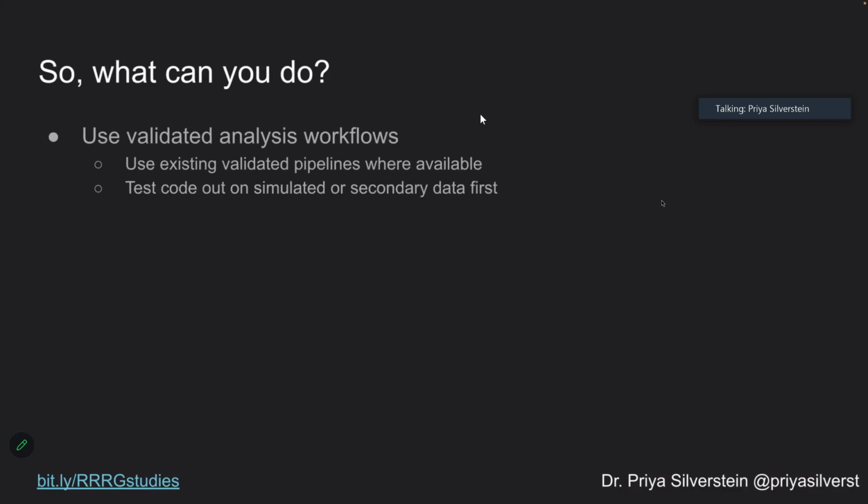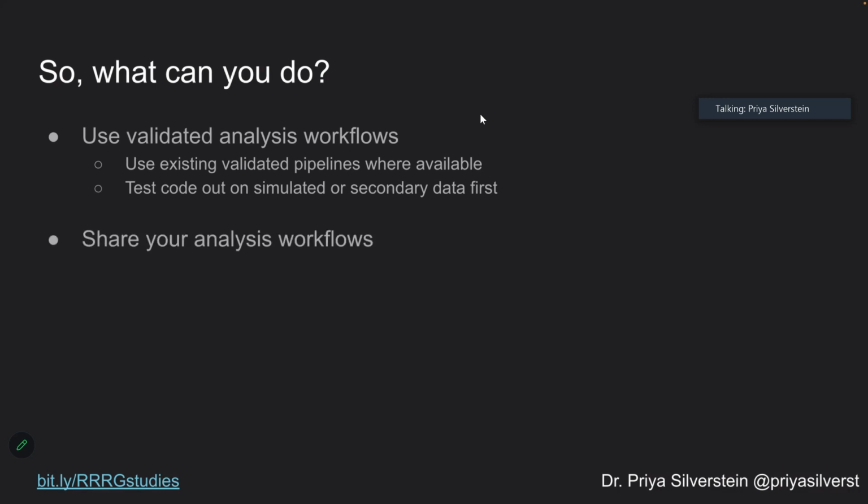But where there aren't already validated analysis workflows that will work for your particular study, you can still test your code out on simulated or secondary data first, just to make sure that you've thought about the structure of the data and what types of analysis might make sense. Obviously, there are always going to be cases where, once you get the real data, you need to change something about the analysis, but documenting this in a very transparent way is the best way to deal with this.